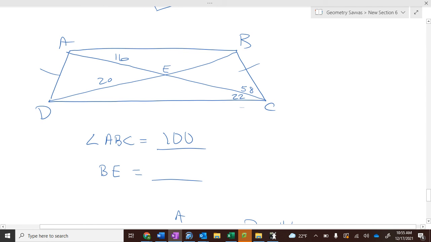Then, BE. How long is BE? Do the diagonals bisect each other? No. In a parallelogram they do, in a trapezoid they do not. So BE would be how long? 16. AE and BE are the same because it's isosceles. And so this one is 20.